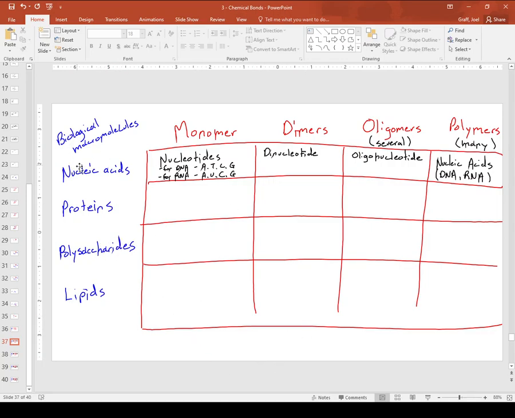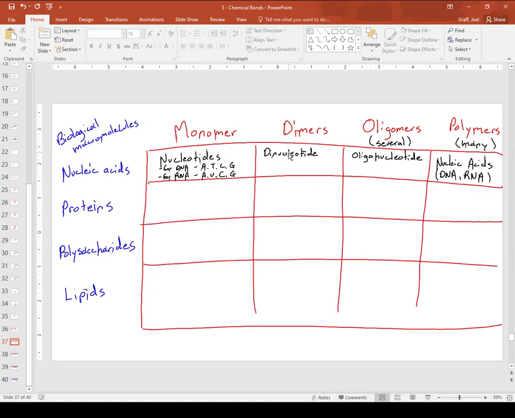just to give you a preview. So for nucleic acids, we've got nucleotides that are used for making DNA, which are A, T, C, and G, and we have nucleotides used to make RNA, which are A, U, C, and G. In addition to the T and U difference, we are going to talk about a slight difference in the sugar part of the nucleotide molecule. That'll be in the next lecture.